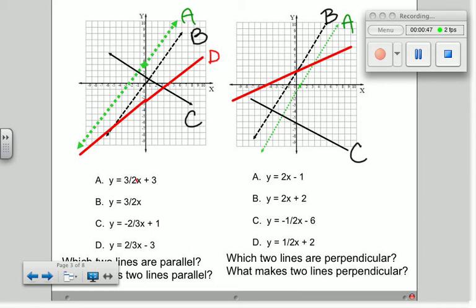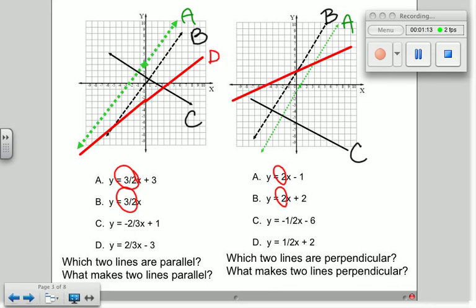What do we notice? We can spot that A and B are parallel on both of our graphs. What do we notice about their equations? We should notice that our slope in each of these two equations, A and B, are equal. So if these two lines are parallel, what makes these lines parallel? The same slope. Identical.